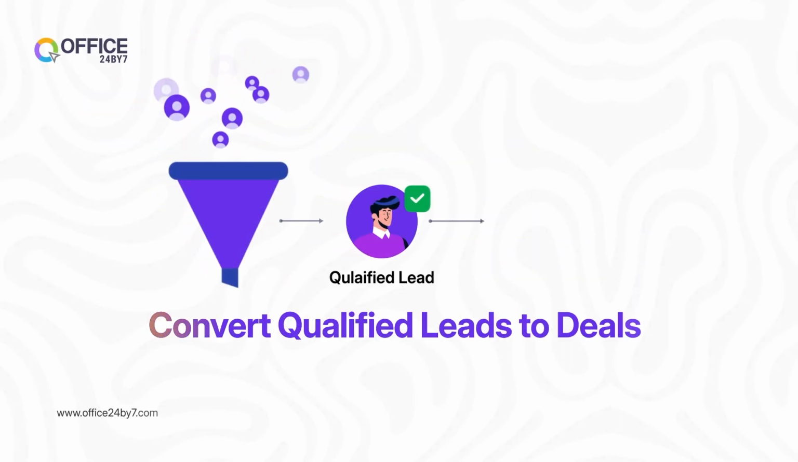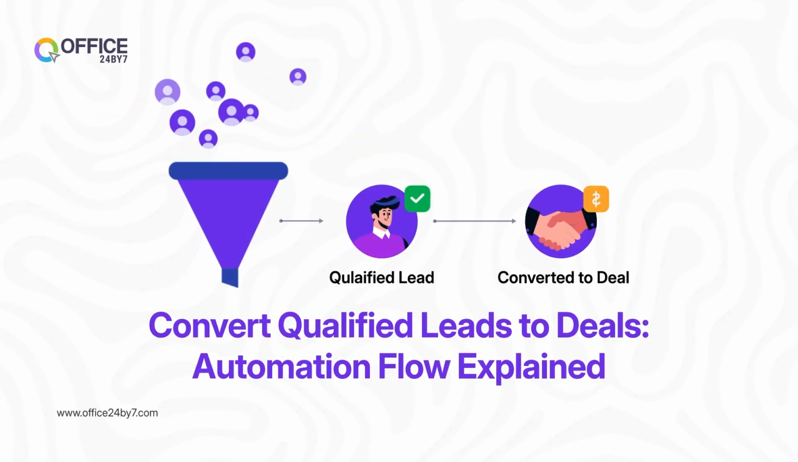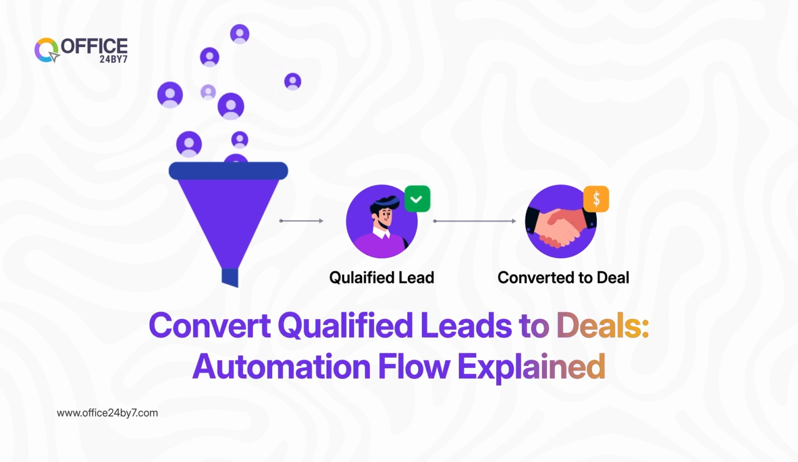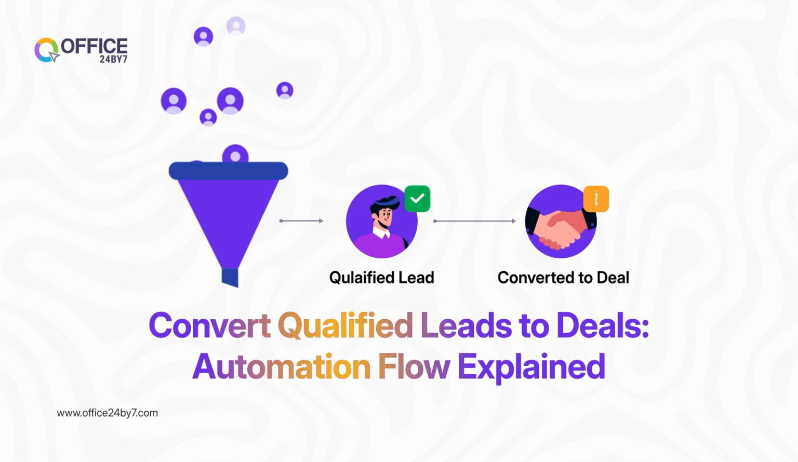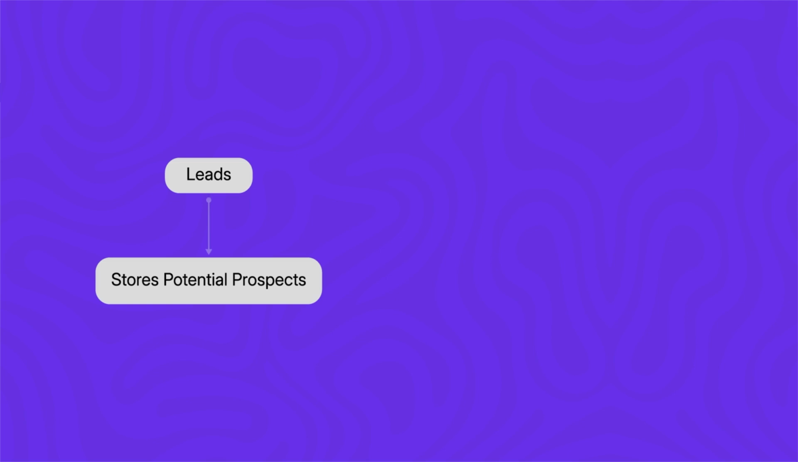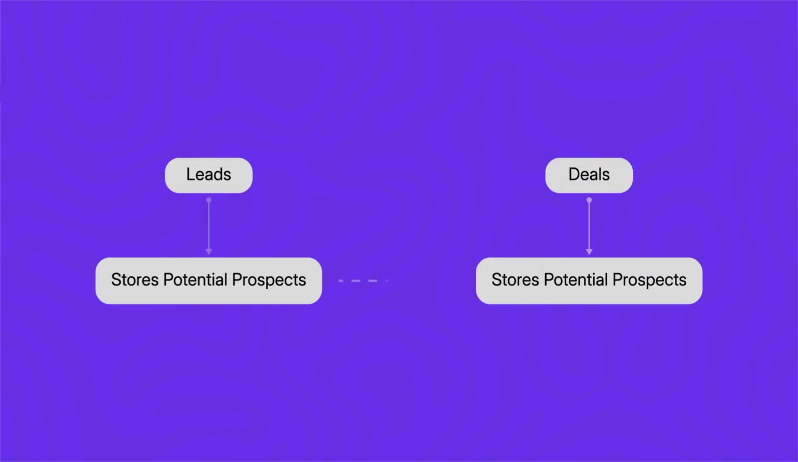In today's video, we're going to see how a lead can be automatically converted into a deal when the lead status is marked as qualified or any other status you choose. The leads object stores potential prospects while the deals object tracks active sales opportunities. Converting a qualified lead into a deal is crucial because it moves a prospect into the sales pipeline, helping your team focus on opportunities with real potential.